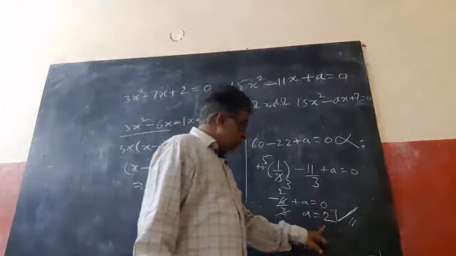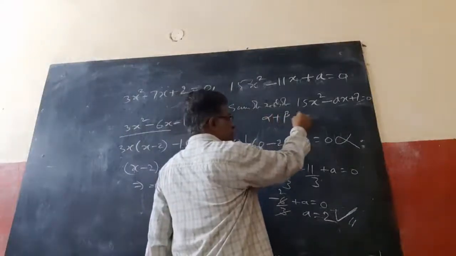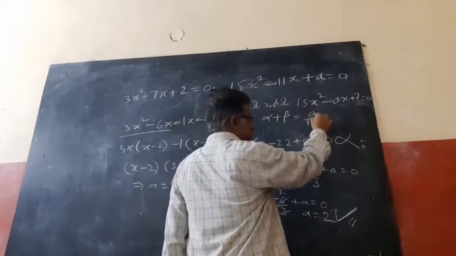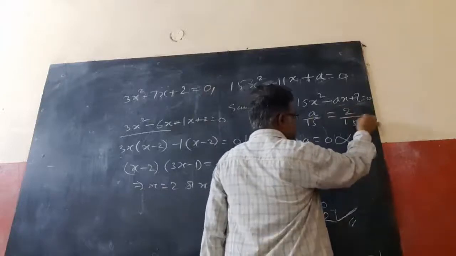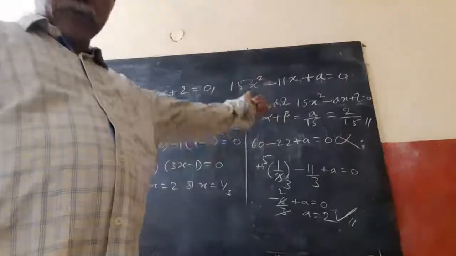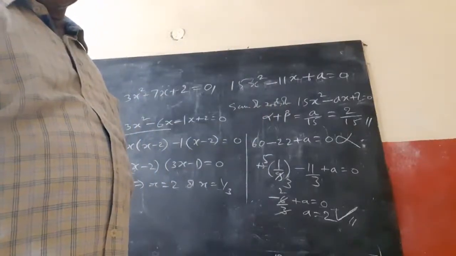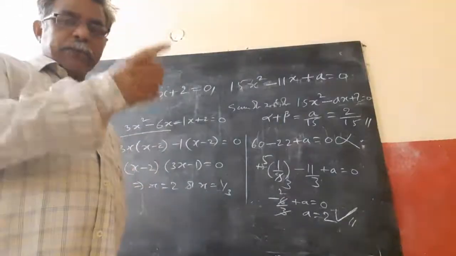Now using this a, I can find the sum of the roots. Alpha and beta are the roots. Alpha plus beta equals minus b by a, which is minus of minus a by 15. Now the a value I got is positive, so this is 2 by 15. 2 by 15 is the sum of the roots of that equation. Like this we can solve. This was given in 2019. So if you observe 2018 and 2019, they gave the same type of questions.